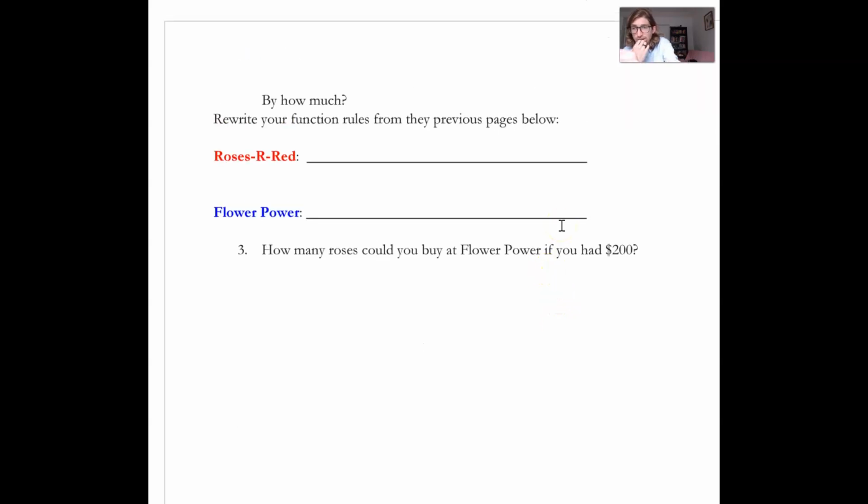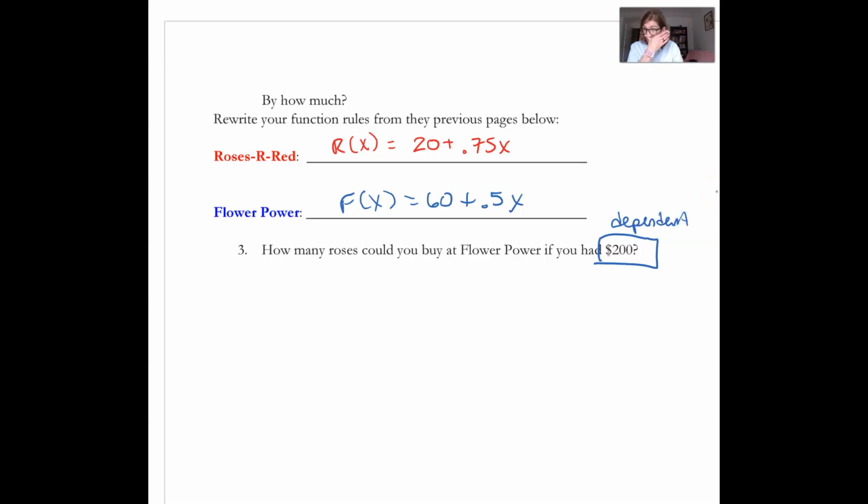So I'm going to rewrite our function rules from above, carrying them along. So our Roses Are Red function was 20 plus 0.75x. And our Flower Power function was 60 plus 0.5x, or 0.50. You could write 0.50 if you'd like. How many roses could you buy at Flower Power if you had $200? Now, this is a little bit different here. What's different about this question is it's not asking you about roses. It's telling you you have $200. You have the dependent variable right there.